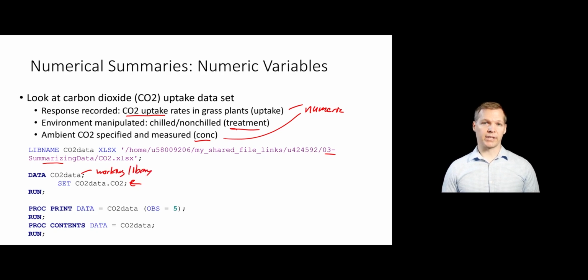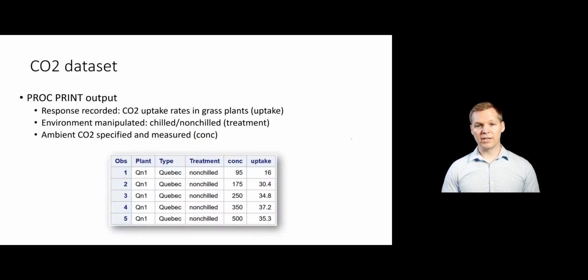Let's just double check that this data looks like it read in correctly. We'll use a proc print, just look at the first 5 observations, and then also proc contents to see how the variables are stored. Here's the proc print output. Again, uptake, this is our response variable. This is the one that we care the most about.